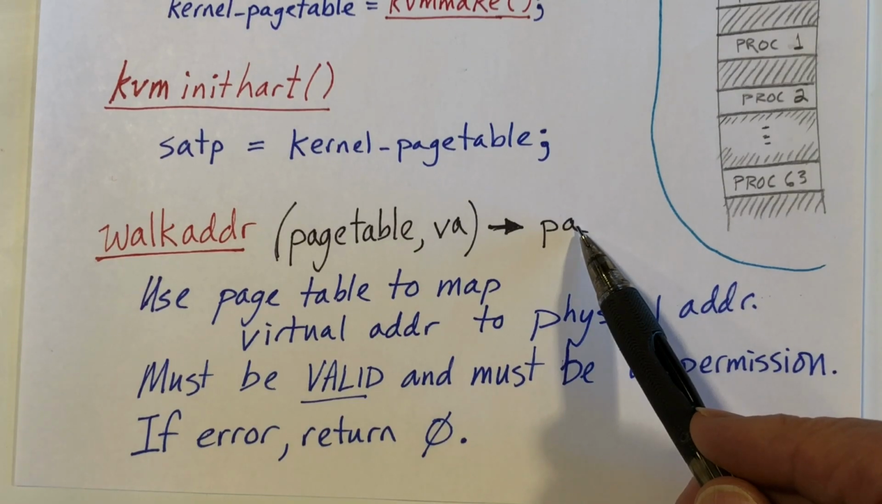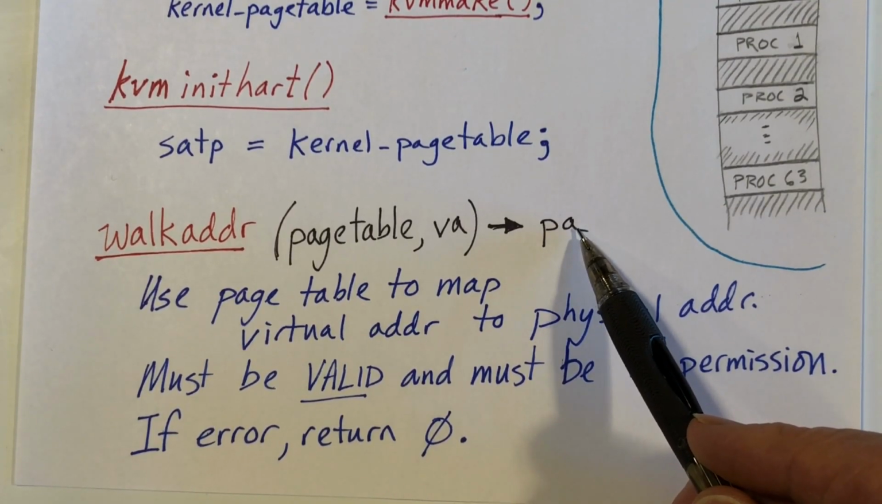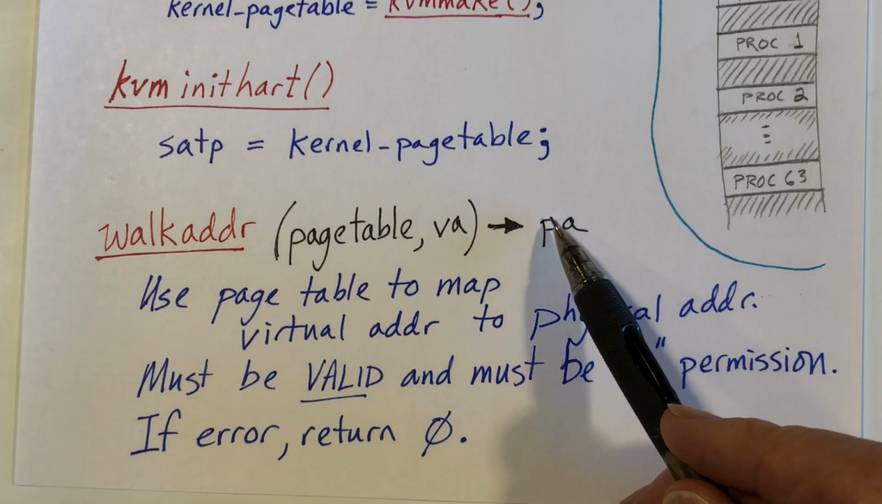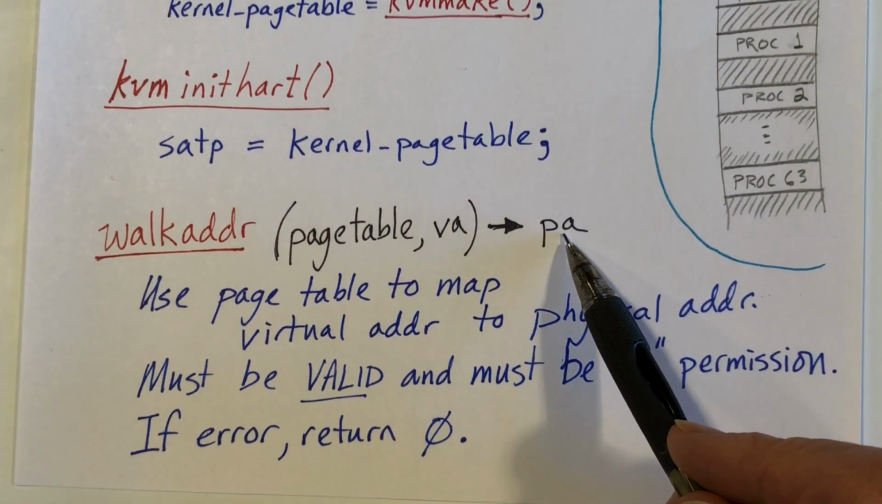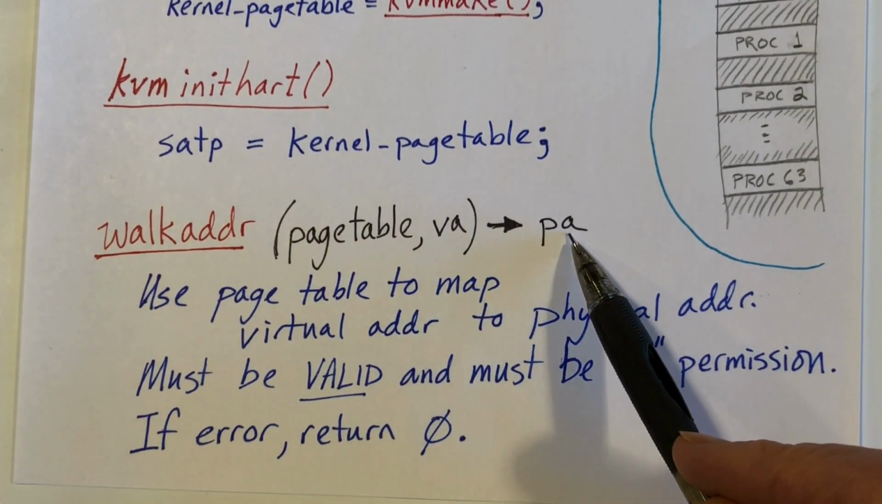Since no pages in any virtual address space are mapped to the very first page in the physical memory, no virtual address can have a physical address of 0. So it's safe to use 0 as the result of this call.